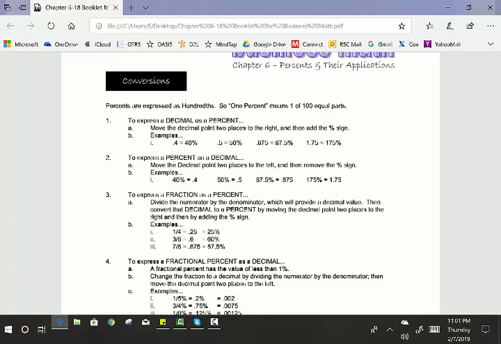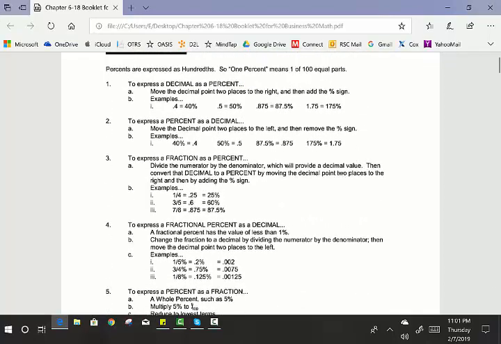And percents are expressed as hundredths, that's ending with THS. So 1% means 1 of 100 equal parts. Therefore, 2% is 2 of 100 equal parts. The other types of conversions that we'll be working with, we have about four or five different conversions.